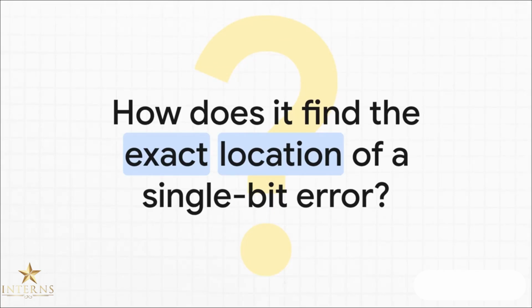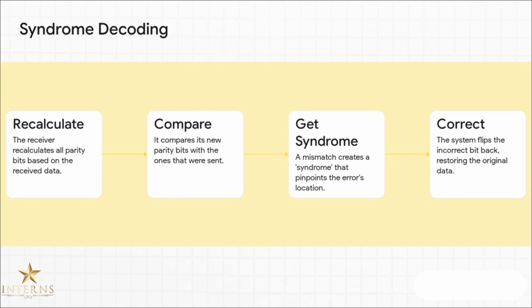Right, so the setup is smart, but how does it actually work? How does this web of overlapping checks let us find the one single bad bit out of the whole group of 7? Well, the process is called syndrome decoding, and it's basically like detective work. When the message arrives, the receiver reruns all the parity checks. Then it compares its results with the parity bits that were sent. If a check fails, it gets a 1. If it passes, it gets a 0. The combination of those failures creates a unique binary number, the syndrome.